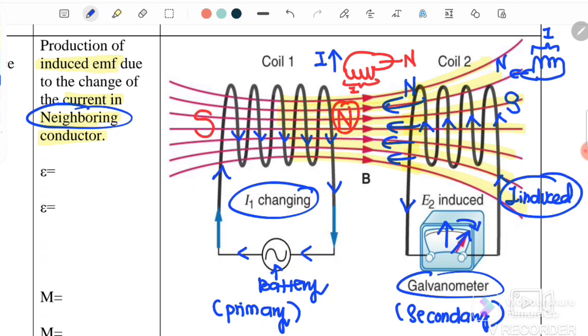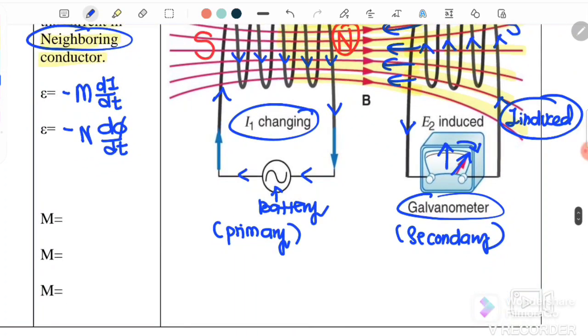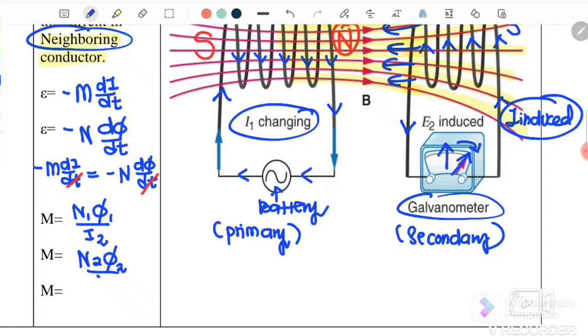The equation for the induced EMF for mutual inductance is negative M di over dt, because of the changing of the current in the primary coil. Or we can write EMF also equals negative N dΦ over dt. If you compare these two, M di over dt equals N dΦ over dt. So we cancel off the dt, and we get M equals N1 Φ1 over I2, or we can write N2 Φ2 over I1.